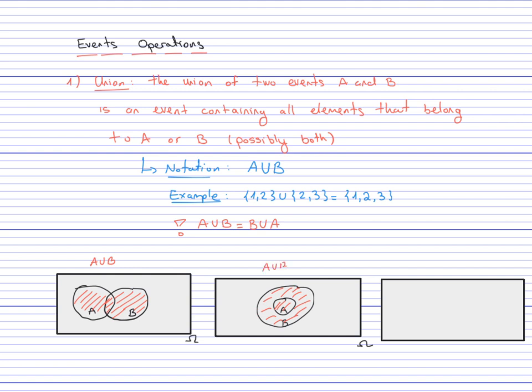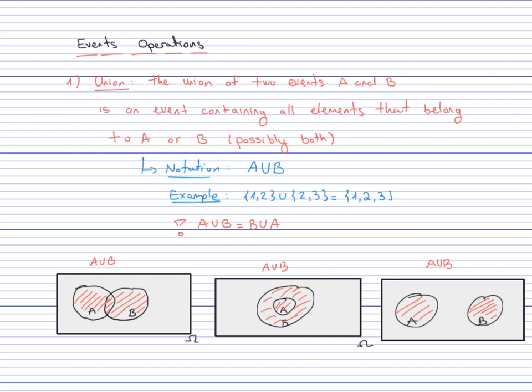Suppose that the two events, A and B, look like that. What is A union B in this case? A union B is all the elements in A, or all the elements in B, or all the elements that belong to both A and B. But in this case, there are no elements that belong to both A and B, and therefore that's A union B. Okay, that's the first operation, union.